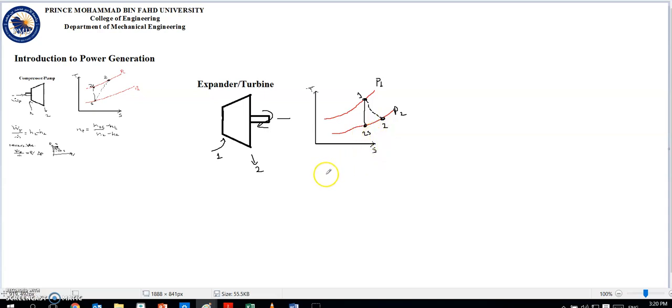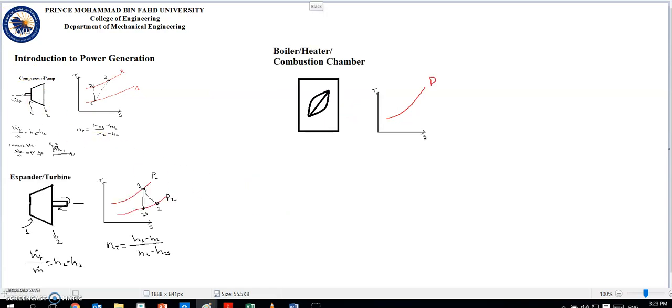Exactly as we did with the pump, we define the turbine isentropic efficiency, eta_T, as (H1 minus H2) divided by (H1 minus H2S). And the rate of work production at the turbine divided by the mass flow rate equals H1 minus H2.